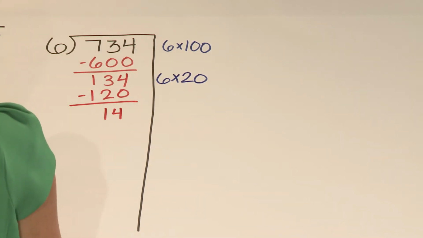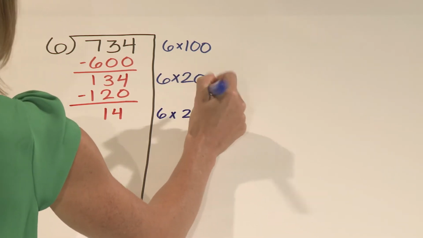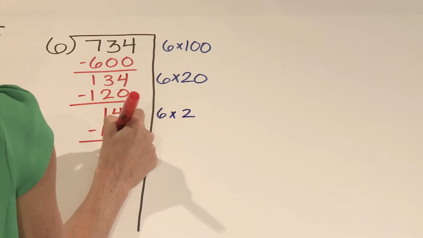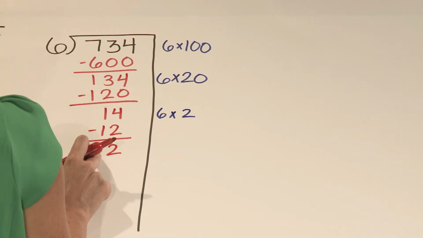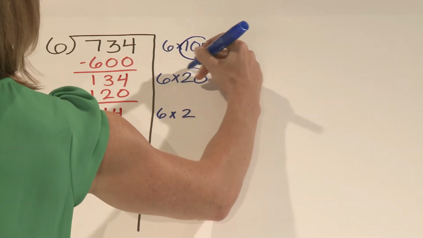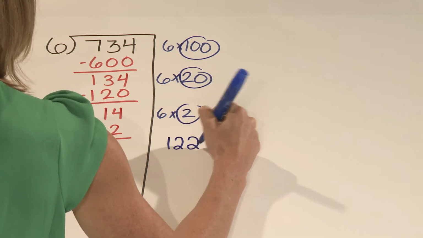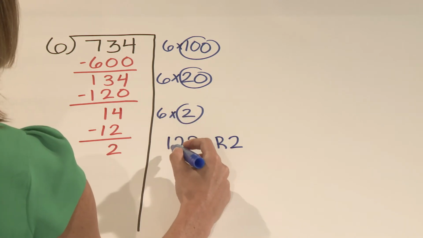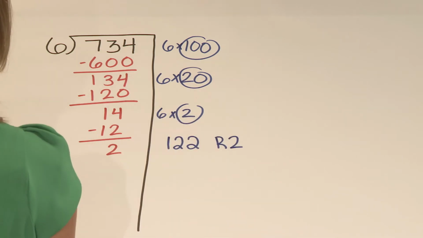Now I want to see how many groups of 6 I can make out of 14. I know that 6 times 2 is 12. When I subtract that, I'm left with 2. Since my difference is less than my divisor, I know that I am done and this is my remainder. I add up all of my partial quotients, which gives me 122 with a remainder of 2. So there are 122 groups of 6 in 734 with 2 left over.